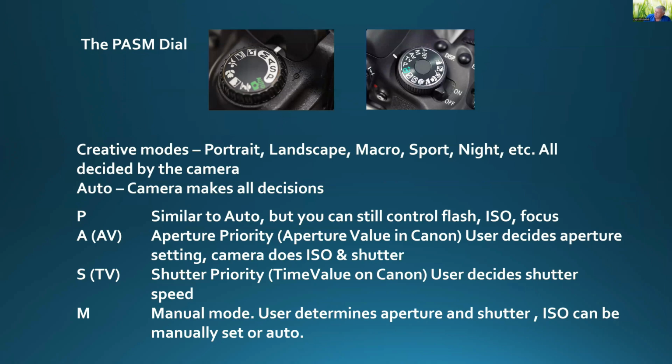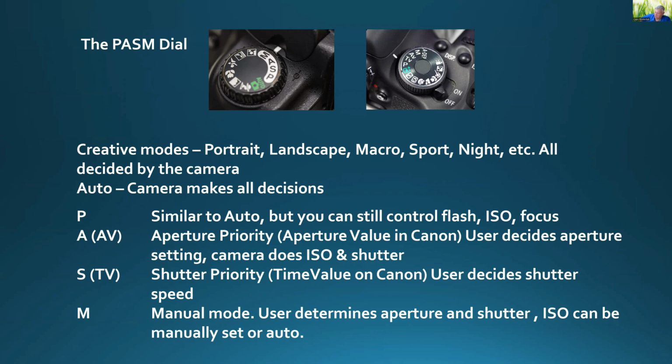So the PASM dial, as I called it, there we go. It's aperture value, and time value on the Canons. So the program mode is similar to auto, but it will set for you your aperture and your shutter speed. You set the ISO, and if you've got a flash, it won't do that.